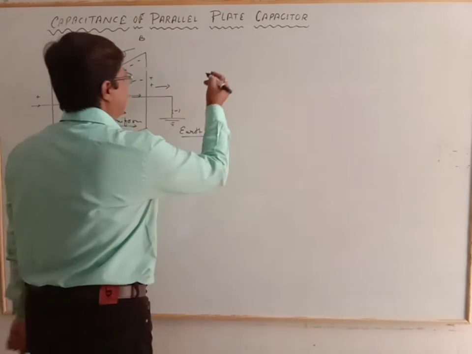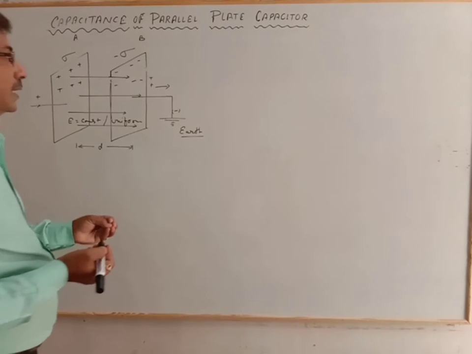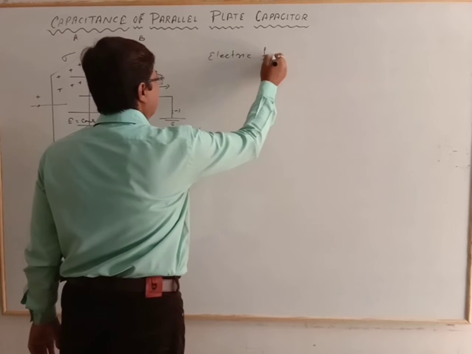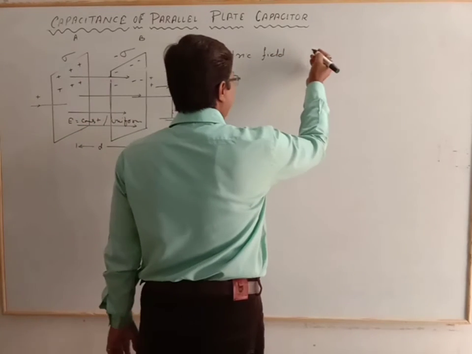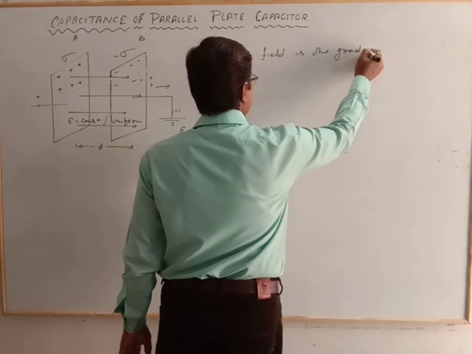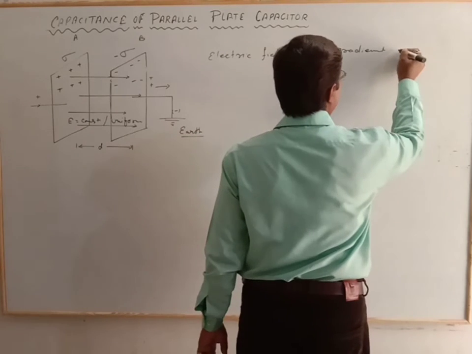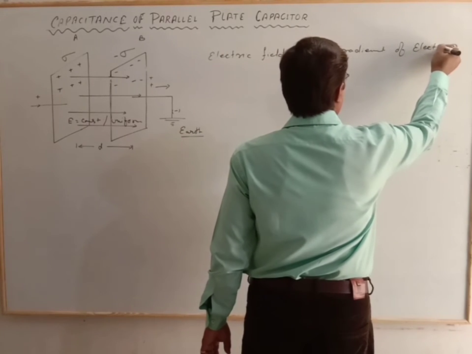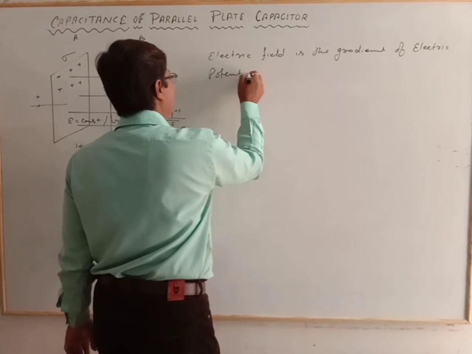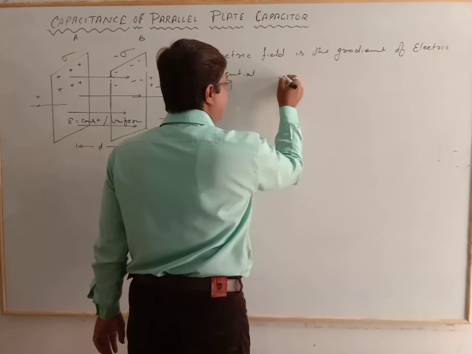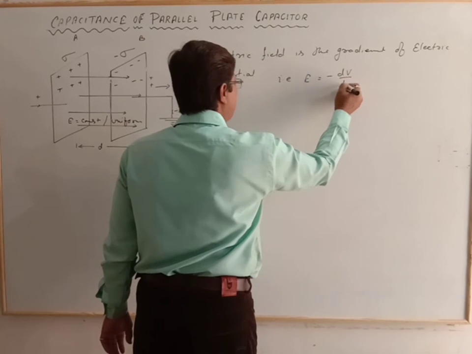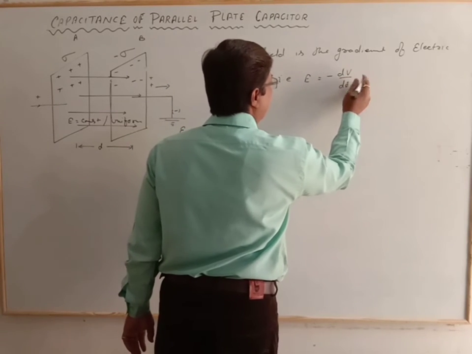In that case, as we know, the electric field is the gradient of electric potential. That is, electric field E is equal to minus dV by dr.